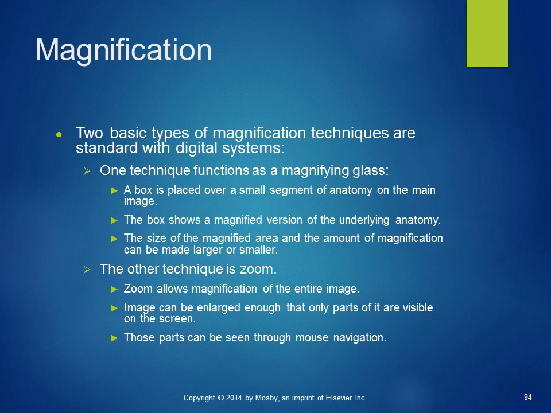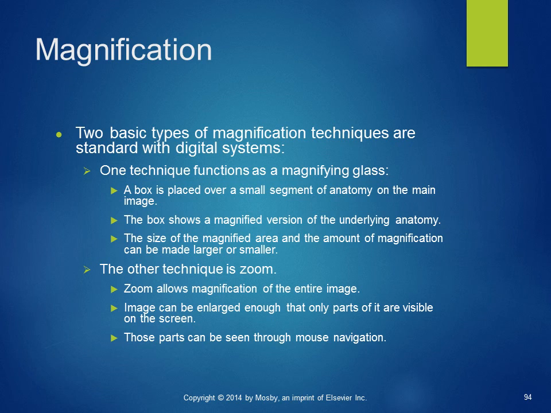Magnification. Two basic types of magnification techniques are standard with digital systems. One technique functions as a magnifying glass. A box is placed over a small segment of anatomy on the main image. The box shows a magnified version of the underlying anatomy. The size of the magnified area and the amount of magnification can be made larger or smaller.